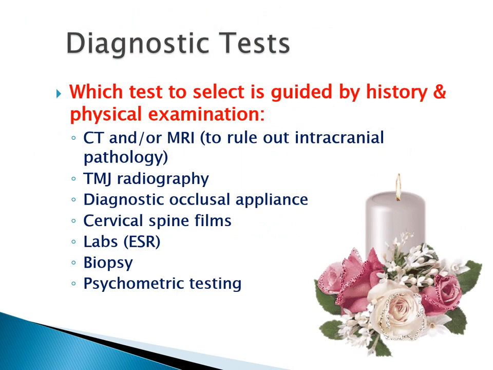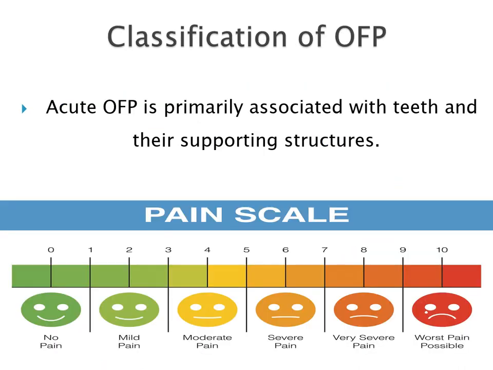Diagnostic tests. Which test to select is guided by history and physical examination: CT and/or MRI, to rule out intracranial pathology, TMJ radiography, diagnostic occlusal appliance, cervical spine films, labs, ESR, biopsy, psychometric testing.